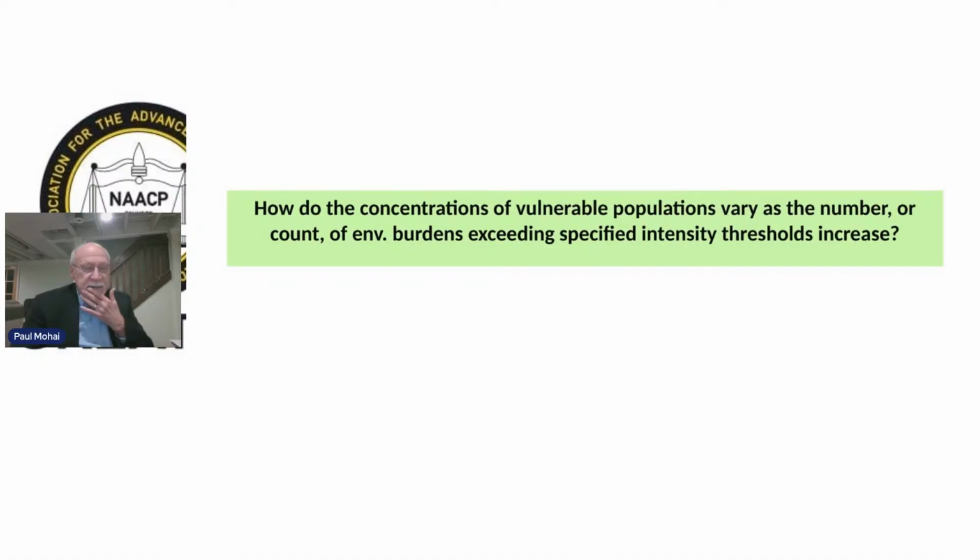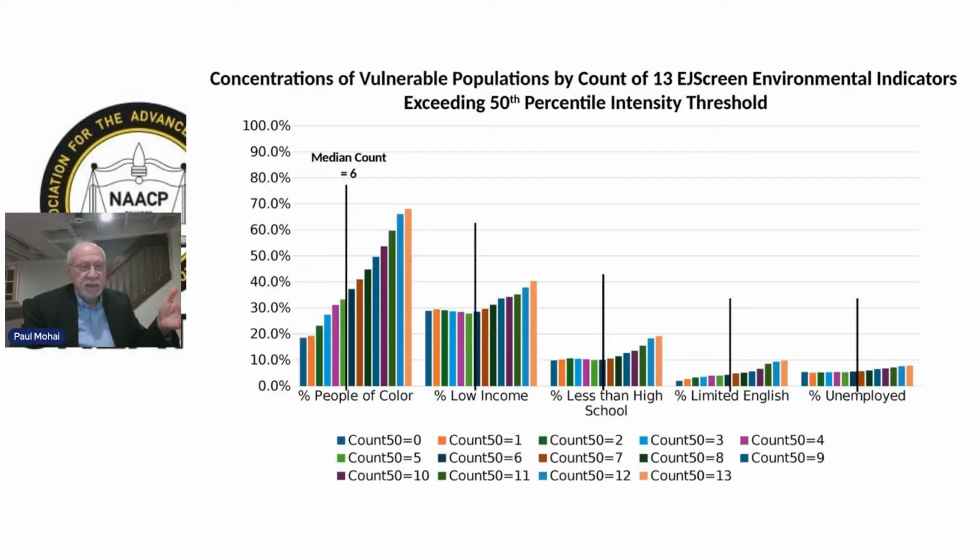Okay, the next thing we did in this analysis was to look to see what happens when you count the number of environmental burdens that exceed some specified intensity threshold. So I started with the 50th percentile, because again, anything above that is disproportionate, and below that it's not. And so you'll see a count that goes from 0 to 13.